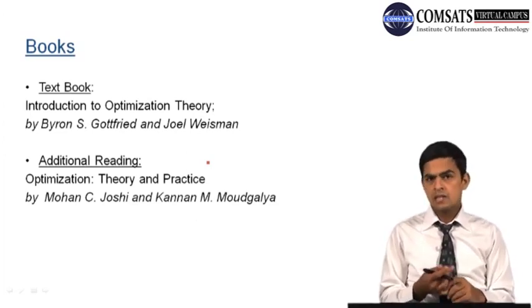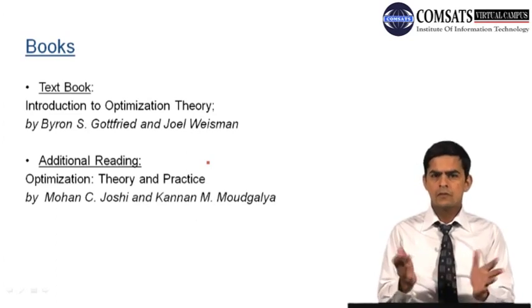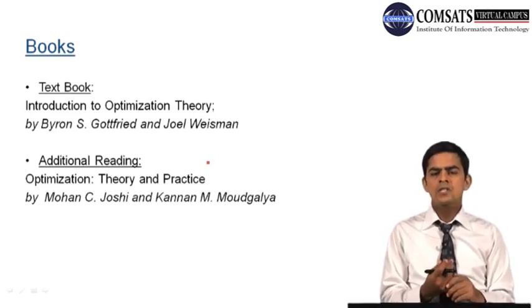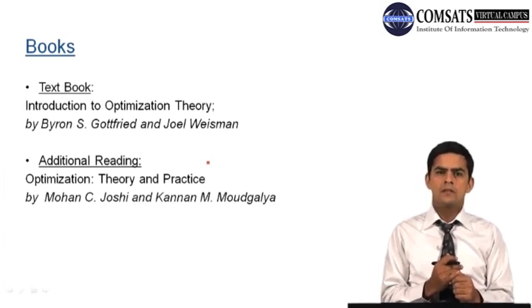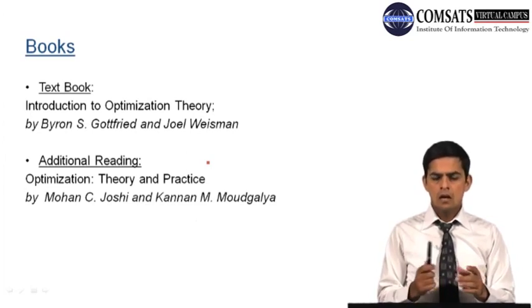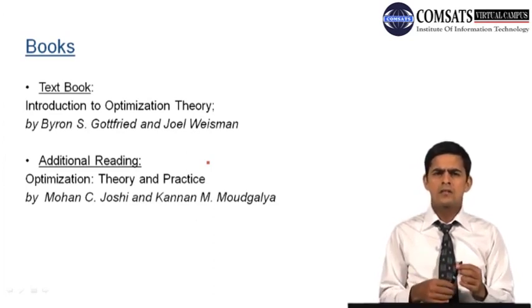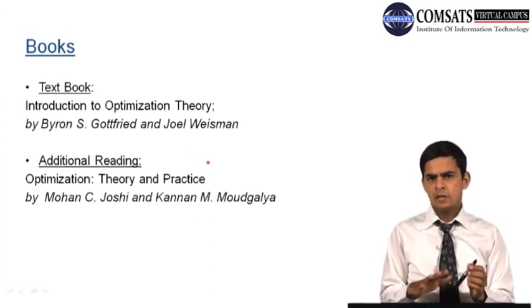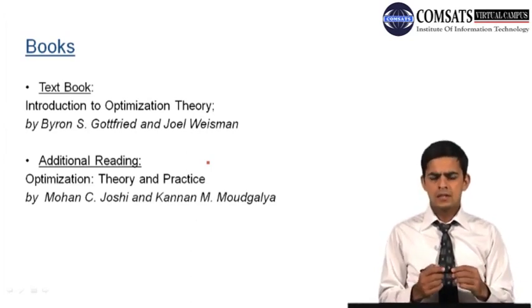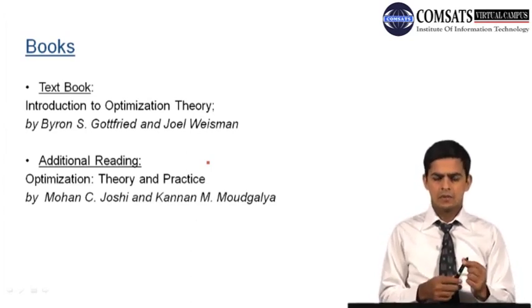So the first book is your textbook. That's also the book that we usually teach at Comsats Institute of Information Technology, not the virtual campus. Okay, so it's called Introduction to Optimization Theory by Byron S. Gottfried and Joel Weisman. Okay, so these are the two authors of this book. This is a fairly basic book written in very plain English. Okay, so it has a lot of story. It's not very mathematical. It has all the mathematics stuff as well, but it does contain the introductory stuff that you would need, and a lot of motivational discussions as well.